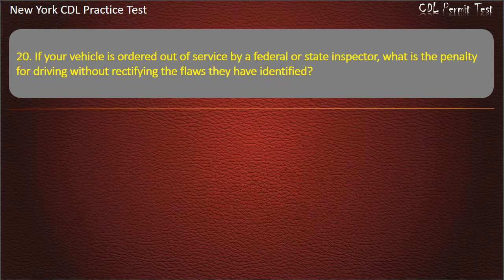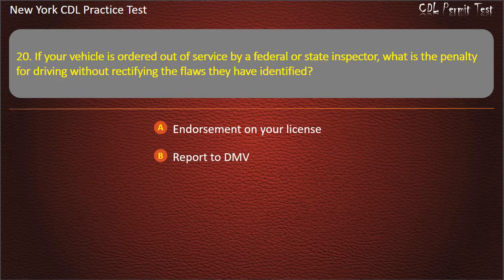Question 20. If your vehicle is ordered out of service by a federal or state inspector, what is the penalty for driving without rectifying the flaws they have identified? Endorsement on your license. Report to DMV. At least 90-day suspension. $100 fine. Answer. At least 90-day suspension.